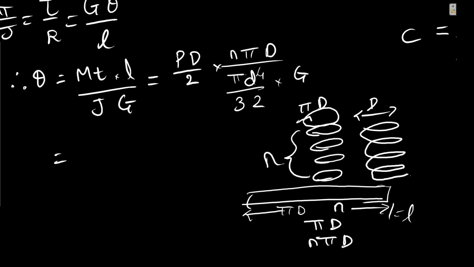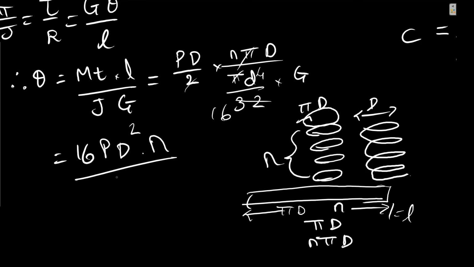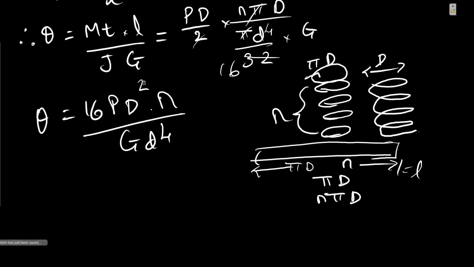So when we solve this equation, what we wind up getting is 16 P D squared times n divided by G d raised to 4. Now what this gives us is the angular displacement of the spring, not of the entire spring but, as I just drew earlier, we take into consideration the force P that is acting. This is the force P, and the spring comes over here and experiences the deflection over here.